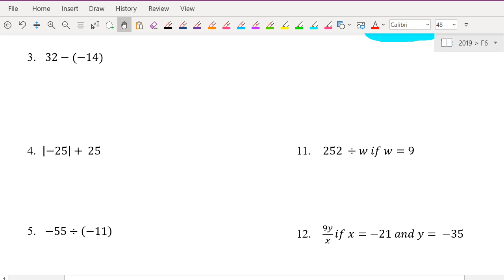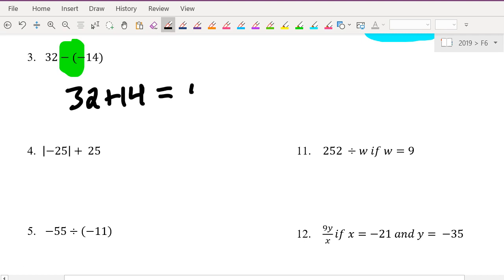How do we do this problem, please? You change negative 14 to a positive. Why? Because it's a double sign. Yes, it is. Excellent. So 32 plus 14. 46. Easy.